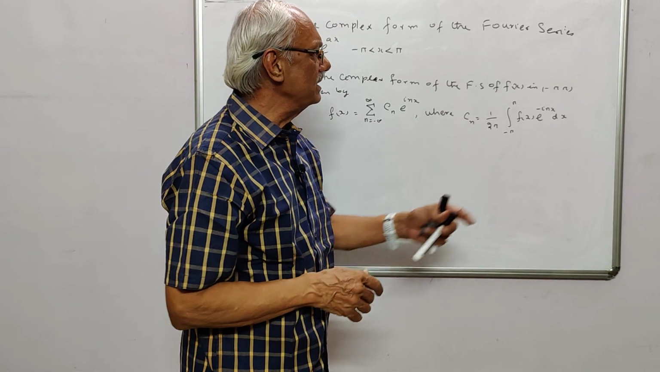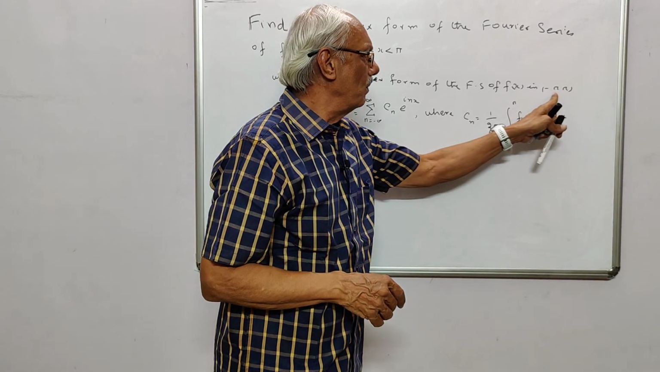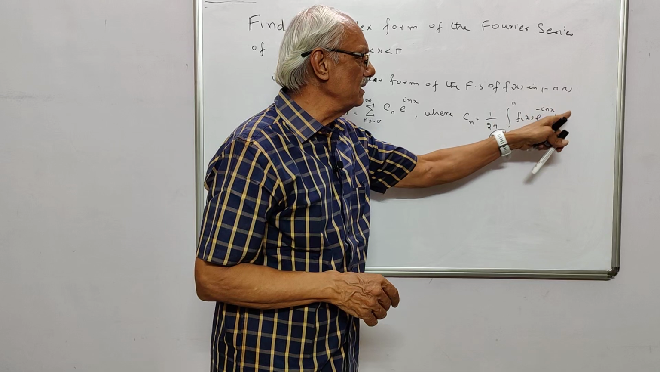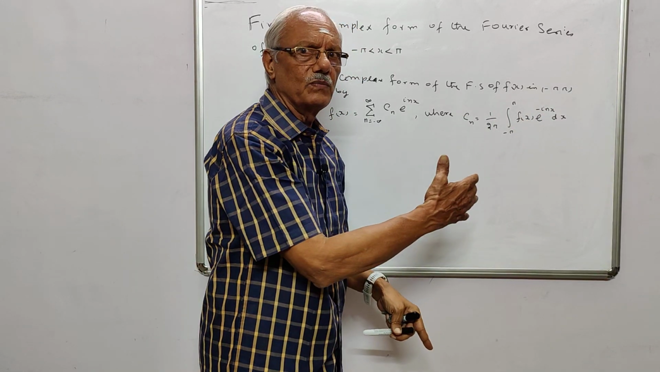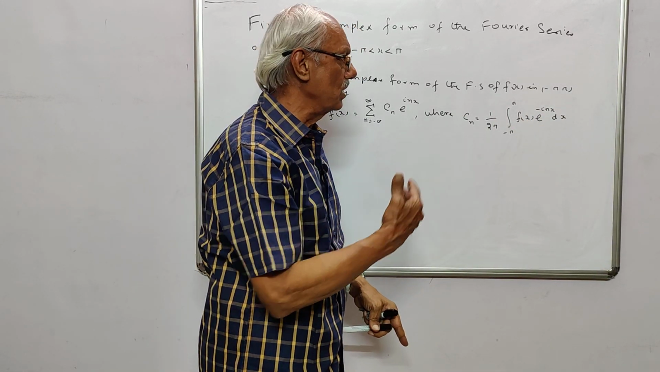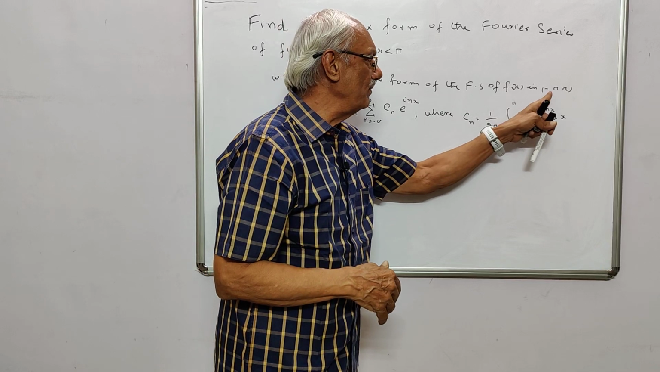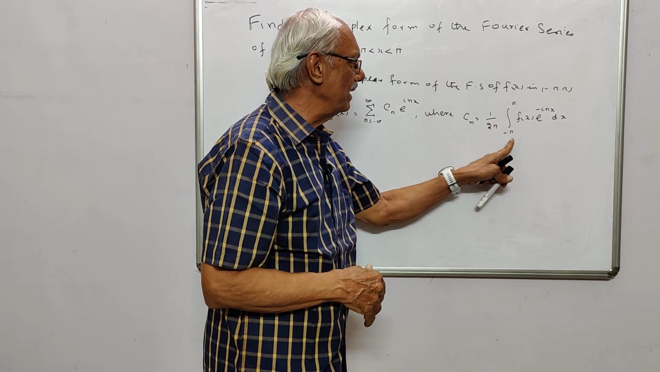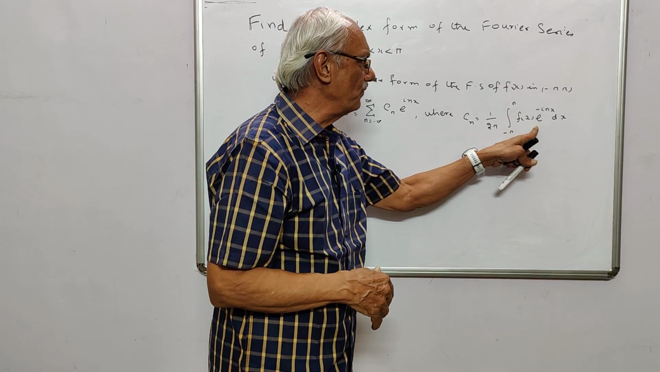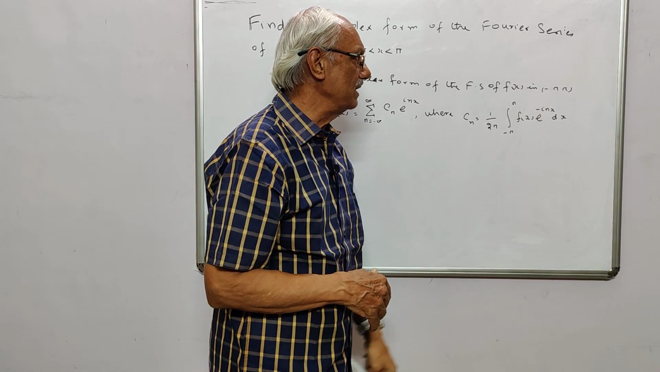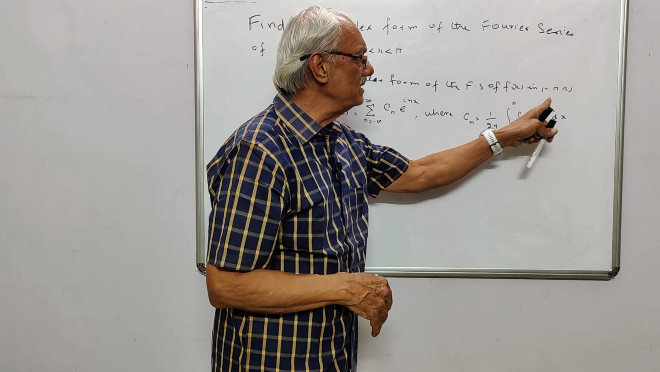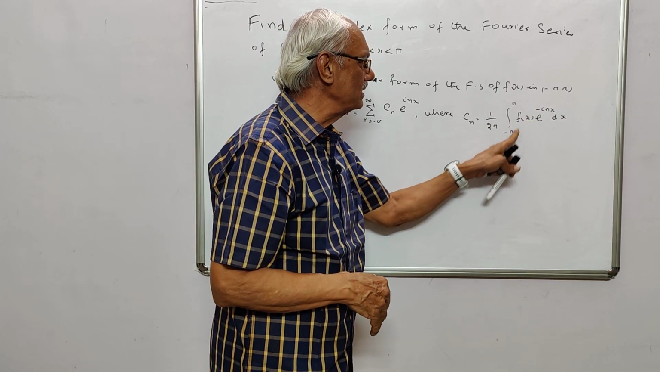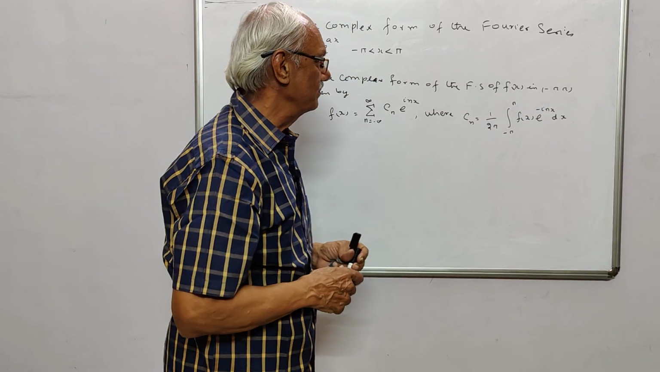If you have it as minus L to plus L, it is a different form. Then I will teach you how it should come. But here, if you have it as minus pi to plus pi, then it is 1 by 2 pi, integral from minus pi to plus pi of f of x e to the power of minus inx dx. And if it is 0 to 2 pi, then you will have 1 by 2 pi, integral from 0 to 2 pi.